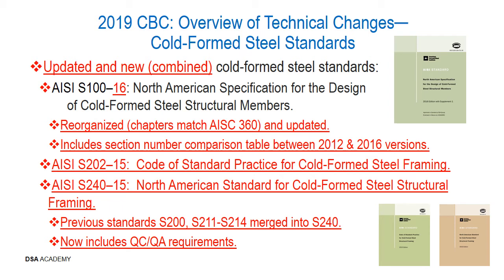There's now the AISI S202-15, that's the 2015 edition for the Code of Standard Practice for Cold Formed Steel Framing. There's also the AISI S240 2015 edition, which is the North American standard for cold-formed steel structural framing. Previous standards S200 and S211 through S214 were merged into this single document now, the S240. This S240 now also includes quality control and quality assurance requirements.